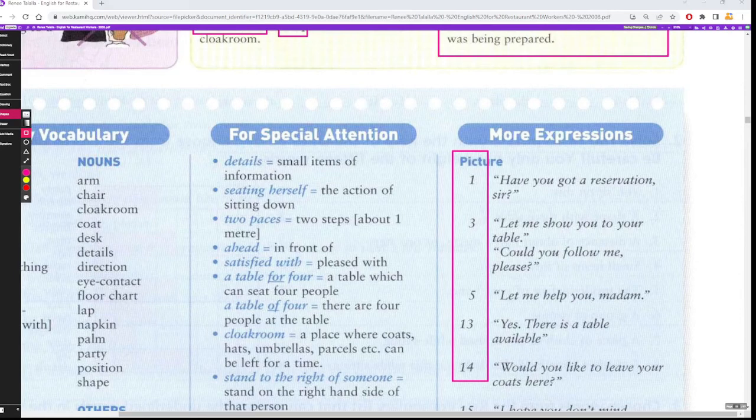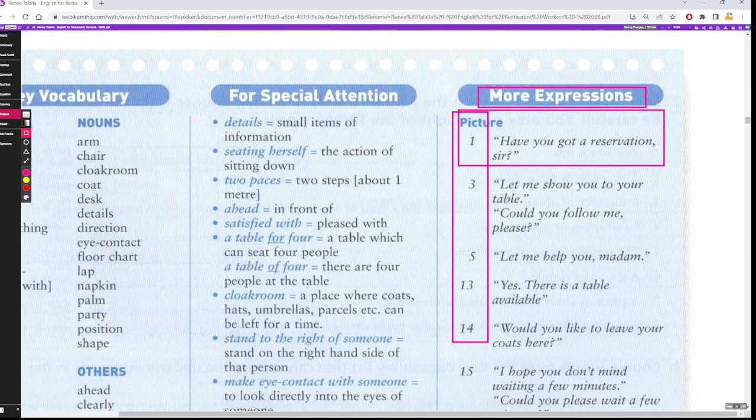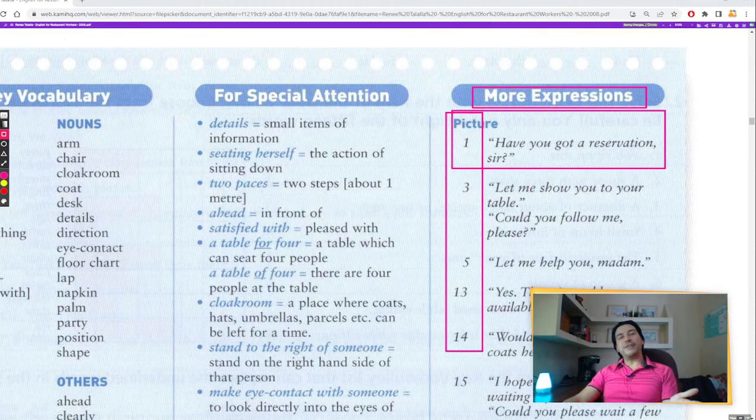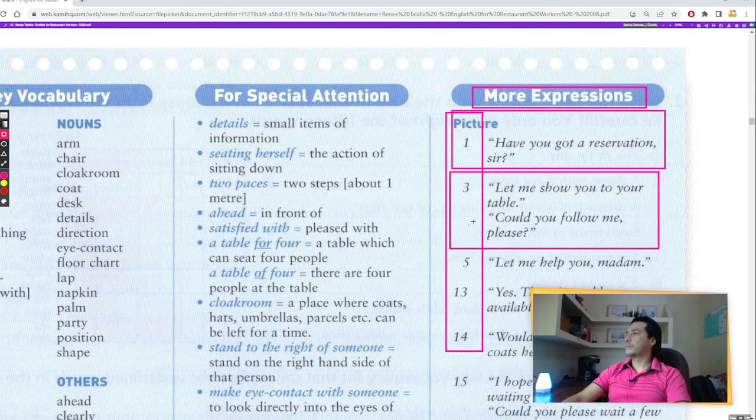Picture 1. Part 2. More expressions. The following expressions can also be used. Picture 1. Have you got a reservation, sir? Have you got a reservation, ma'am? Next, picture 3. Let me show you to your table. Could you follow me, please?